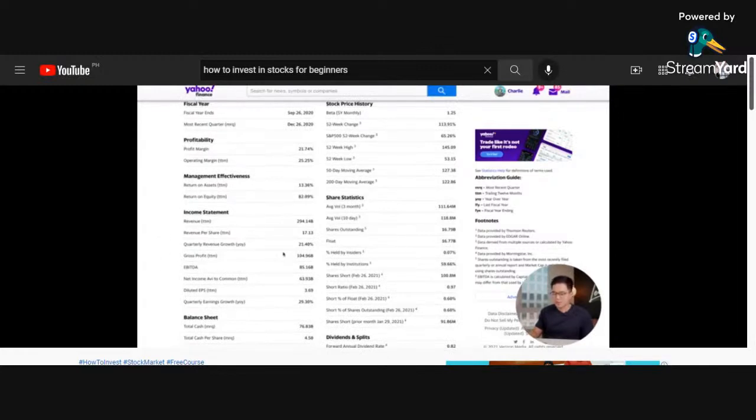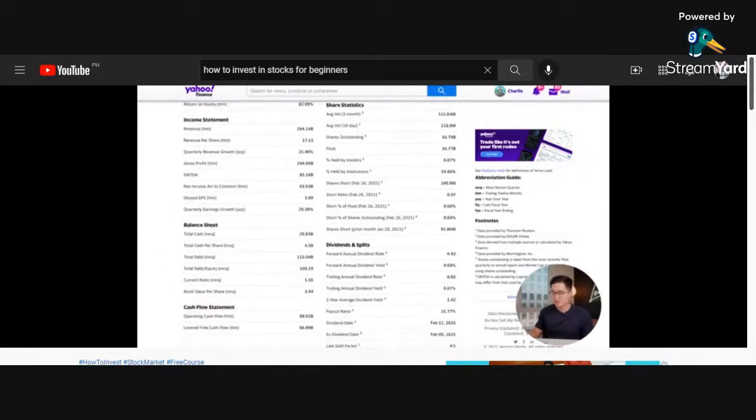You have your income statement stuff if you want to look into that. You have your balance sheet. You can see that they have total cash of $76.83 billion. And the current ratio, which we did talk about, is 1.16. So just above 1. So that is a good sign, but it's not too high, meaning that they have just about 16% higher current assets as they have current liabilities.